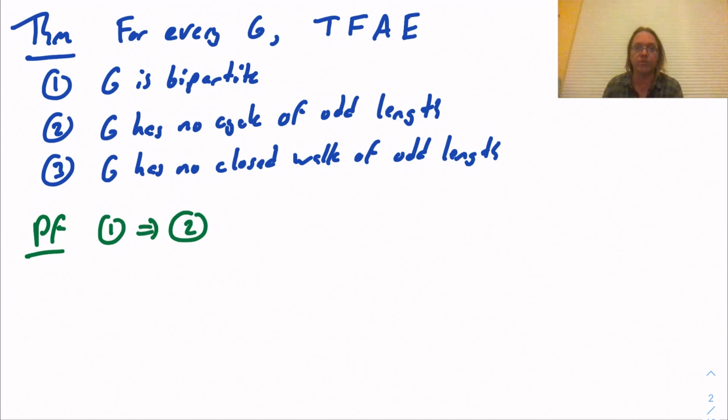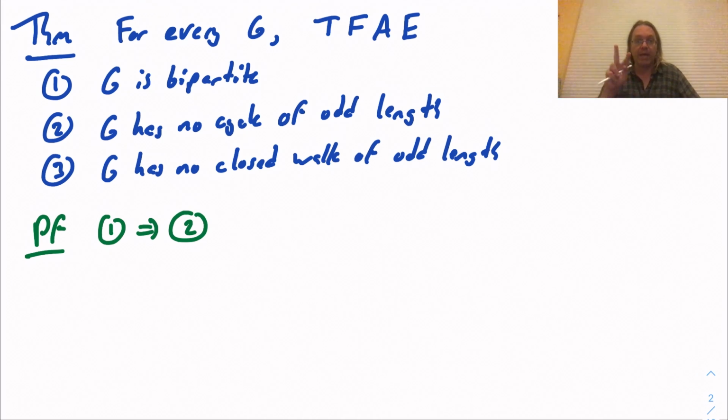Now 1 implies 2 is fairly immediate. If I give you a graph that is bipartite, that means I have this split of the vertices into a left set and a right set, and every edge has one end in the left and one end in the right. Now if you're going to make a cycle, you have to alternate. You have to take a vertex on the left, then a vertex on the right, then a vertex on the left, and then a vertex on the right. If you come around and make a cycle like that, then every second vertex will be on the left, every second vertex will be on the right, because that's what it has to be.